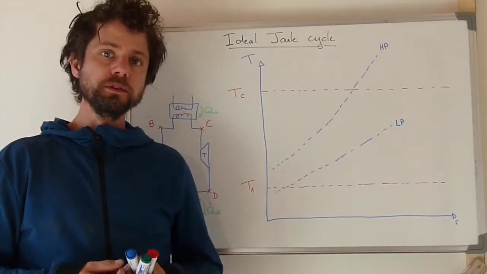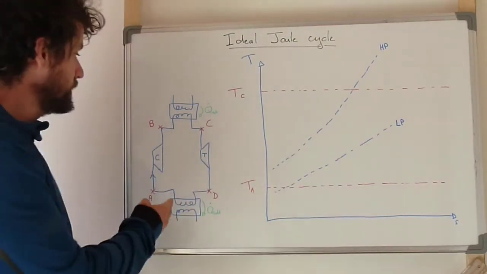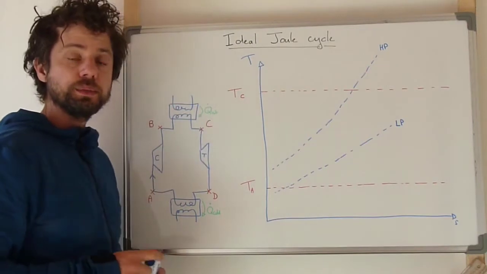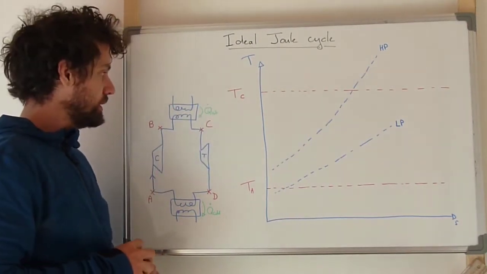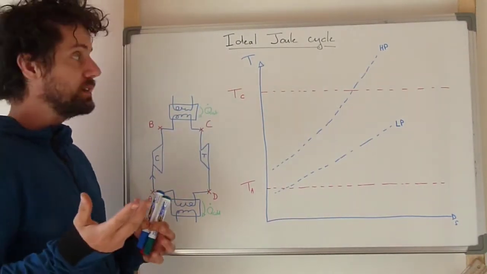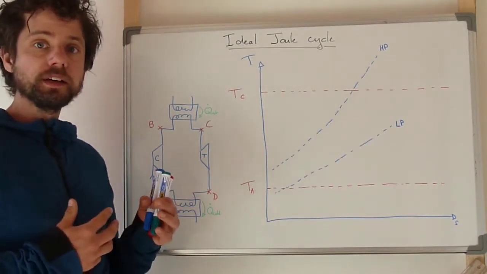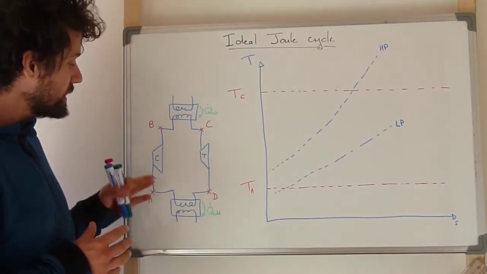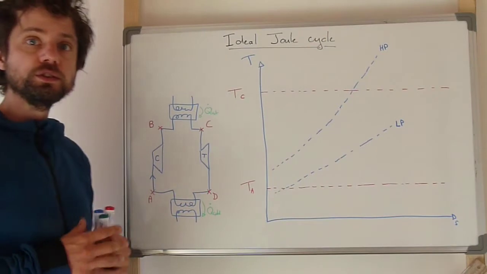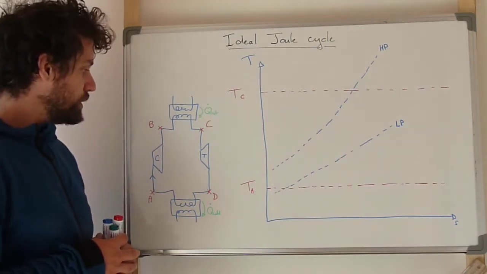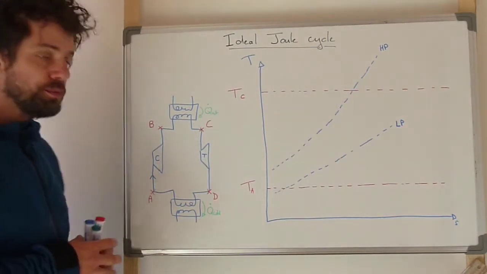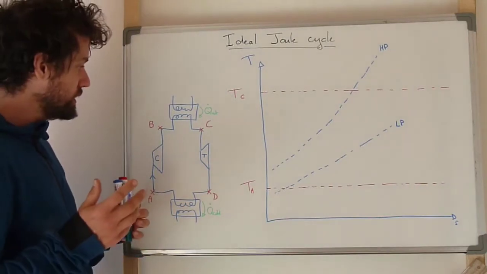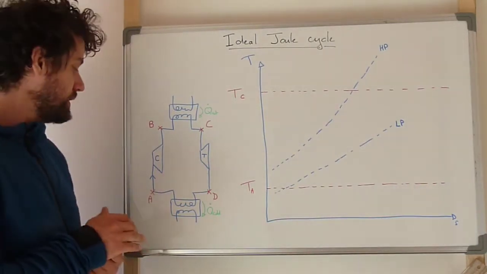As explained before, a closed cycle with external combustion is taken as reference for the gas turbine cycles, and this kind of cycle is called a Joule cycle. So here I have numbered the different key points we have in this cycle.